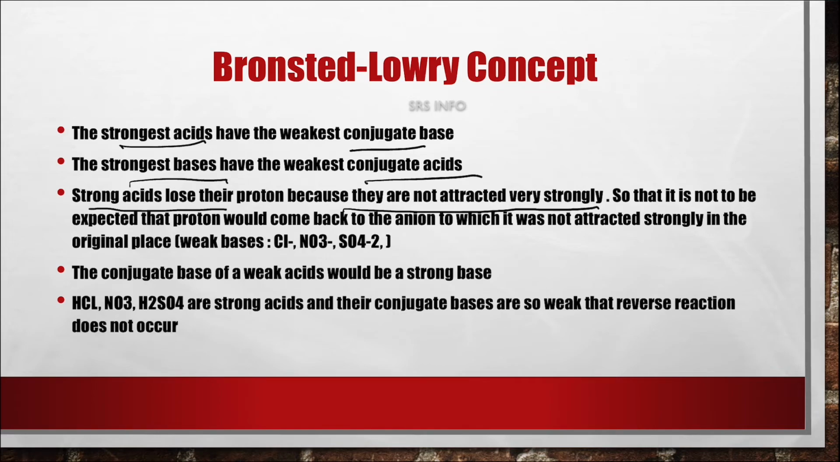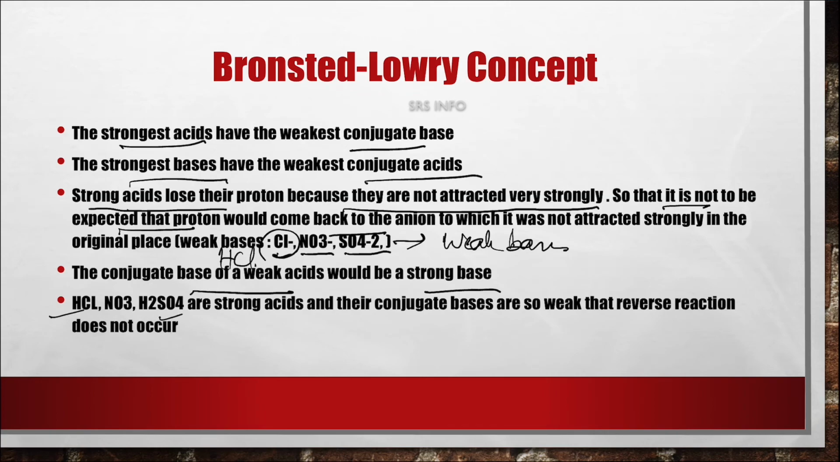Okay, in such cases, strong acids lose their proton, so it is not to be expected that the proton would come back. So the chloride ion, NO3 minus ion, SO4 ion, all these are weak bases. Because the chloride ion is formed from the strong acid, hydrochloric acid. Okay, and in such cases, it loses the proton, so they are not attracted very strongly. In the same way, the conjugate base of a weak acid would be a strong base.